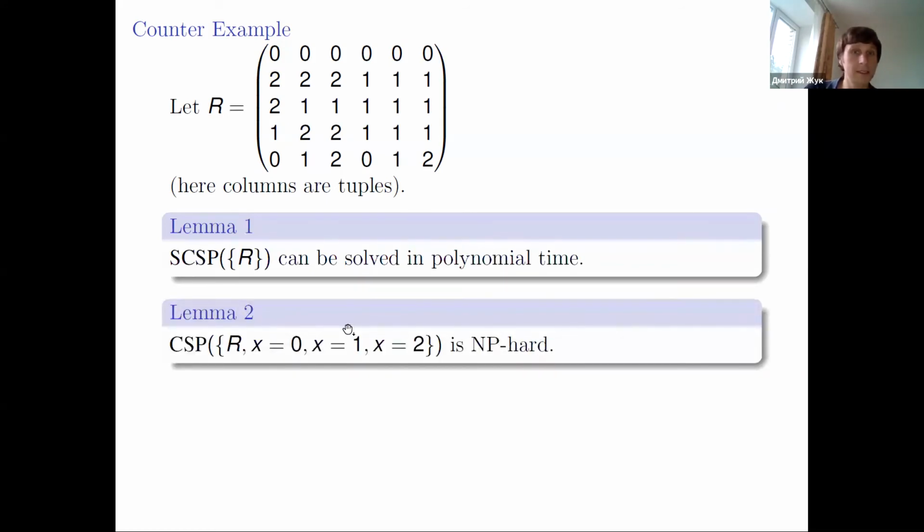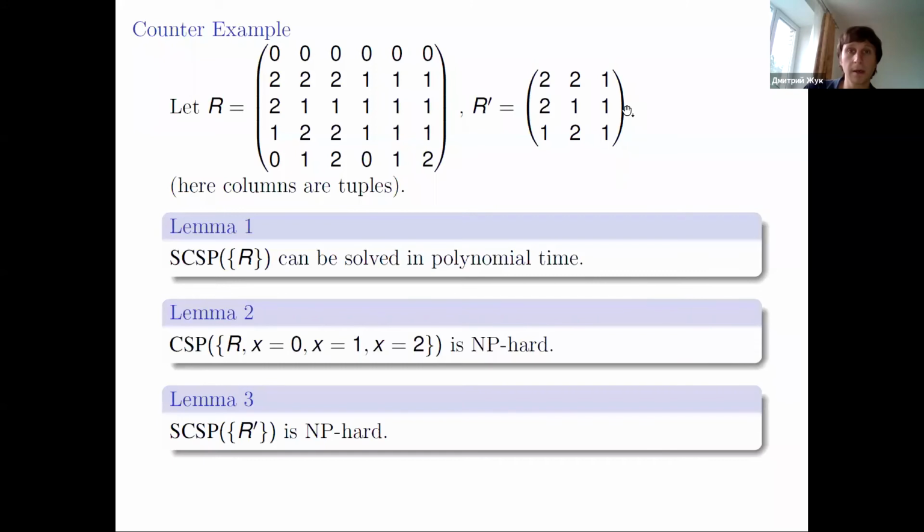And it's known that CSP over R with all constants is NP-hard. And if you look at the right-hand side, you can see this R prime. What is R prime? R prime is just a projection of R onto the second, third, and fourth coordinates. So I just considered a projection. And the terrible thing is that surjective CSP over R prime is NP-hard. And this is terrible because R prime is easier than R. But for R prime, the problem is difficult, and for R it's easy.